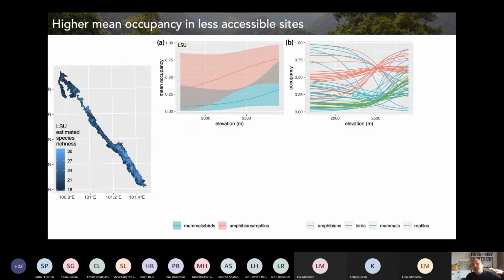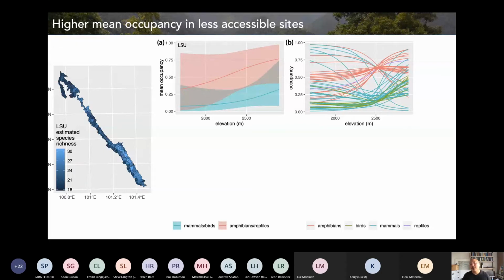And as you can see, the probability, the average over all the species, goes up with elevation. I've separated them. So here you have birds and mammals in blue, and then amphibians and reptiles in red. And amphibians and reptiles generally have higher occupancy. They're more spread out, more available everywhere, which makes sense because there's more frogs, basically. And then the birds and mammals also show that.